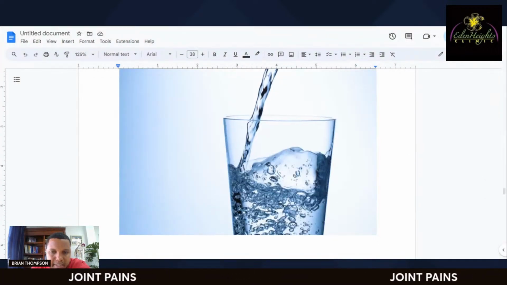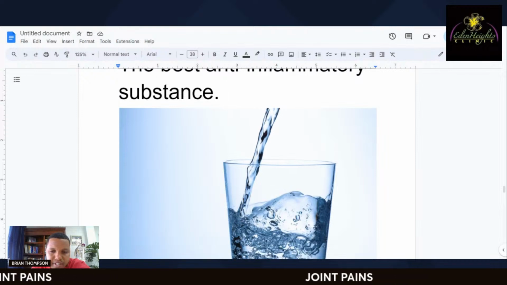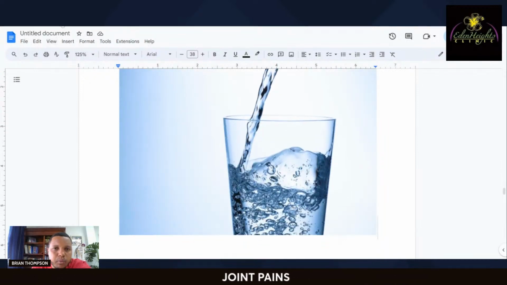All right, so the best anti-inflammatory substance is water. Water actually works really excellent. Once a person has inflammation, you have to include water in your diet, into your lifestyle. If you don't drink enough water, the inflammation level goes very, very high. All right, it's important for the knee.